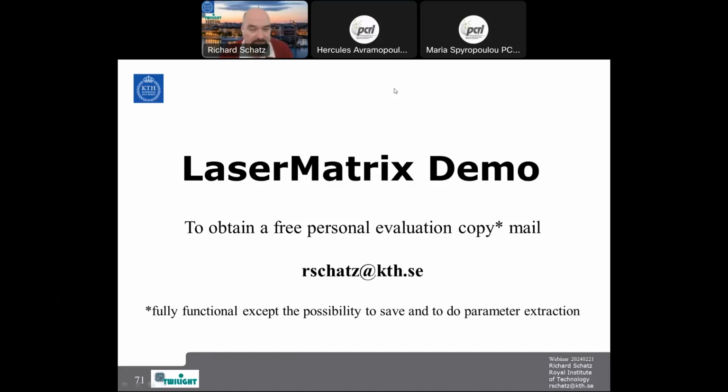Just a question about the grading geometry that you can implement in LaserMatrix. You mentioned the possibility to simulate chirp grading. To what extent would you have flexibility to define arbitrary grading geometries in it?